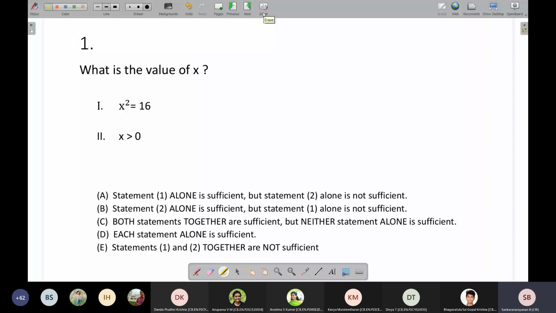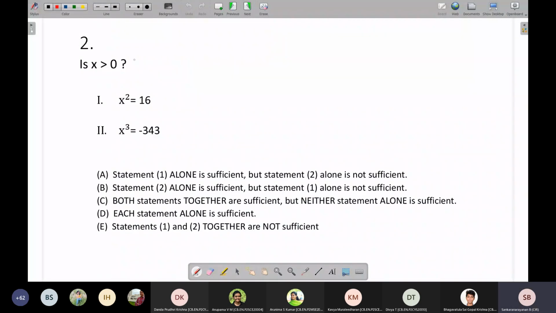Look at question number 2. Same thing. Is x greater than 0? Kindly note, for a question of this type, there are two possible answers. It is either a yes or it is a no. It is a yes or no type of question. That is the scenario. So is x greater than 0? It could be or it will not be.